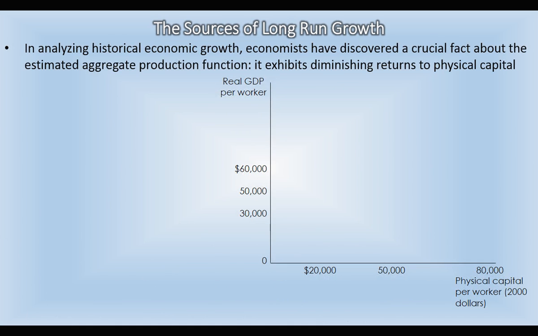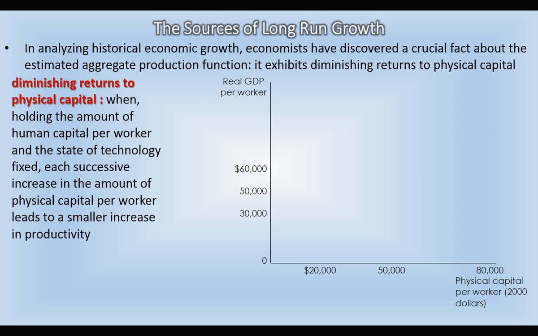So here we're going to see a graphical representation of this aggregate production function. In analyzing historical economic growth, economists have discovered a crucial fact about the estimated aggregate production function. It exhibits diminishing returns to physical capital. Diminishing returns to physical capital means that when holding the amount of human capital per worker and the state of technology fixed, so remember, it's those three factors that affect labor productivity: the physical capital per worker, the human capital per worker, and the level of technology.